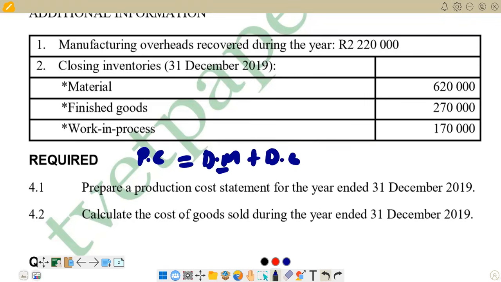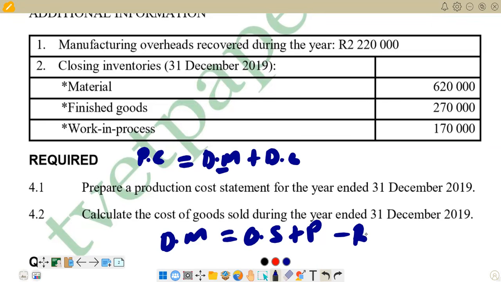So on direct materials now, that's where we are going to say our opening stock of material. Then we add any purchases of material that would have taken place during the year, and then we subtract any returns if there are any, and then if there are any carriage costs in terms of these purchases of material, we add them here again.